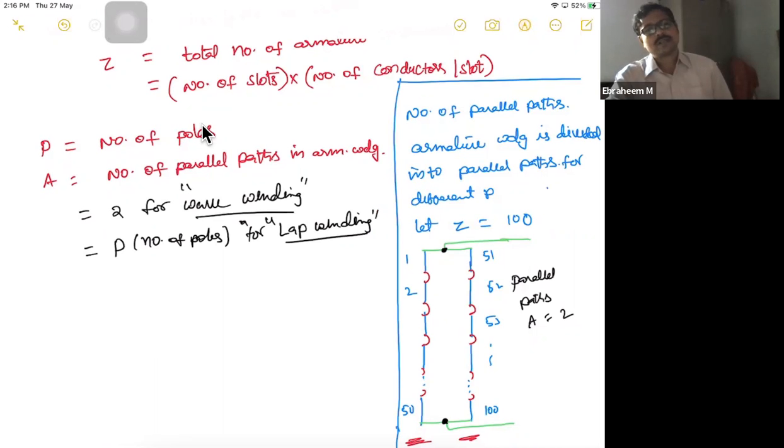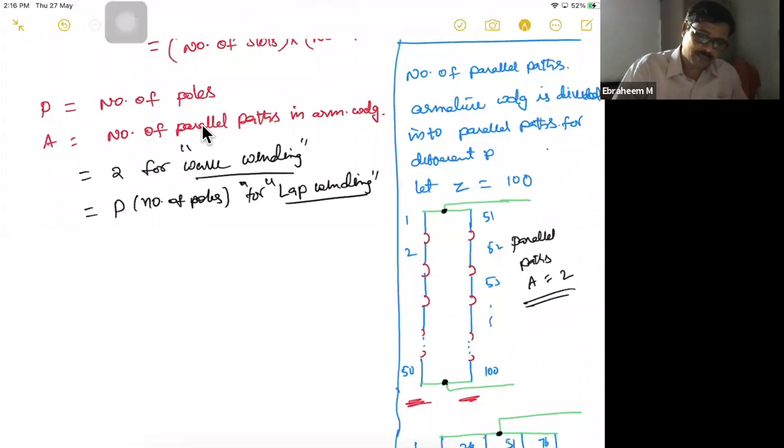If the armature winding is connected in a wave format, it will have only 2 parallel paths, just like in the figure I have shown: A is equal to 2 parallel paths. And if it is a lap type of winding, the parallel paths of the winding will be equal to the number of poles of the generator, right? So the number of parallel paths is equal to 2 or equal to P. That is the important thing you have to keep in mind.